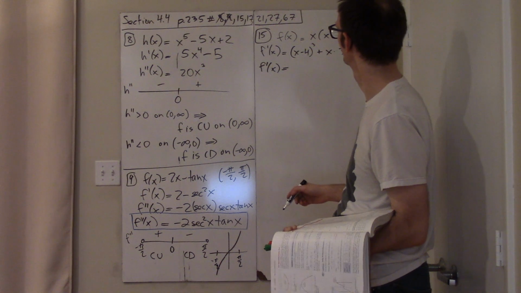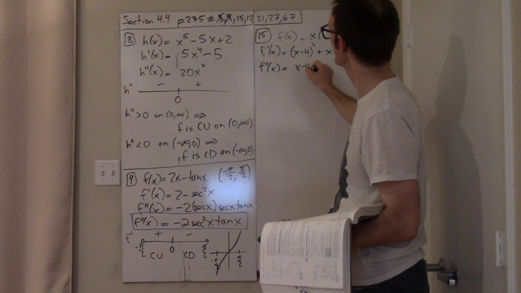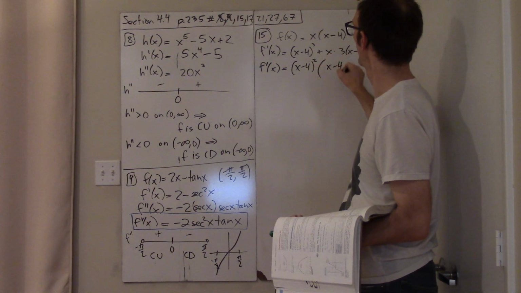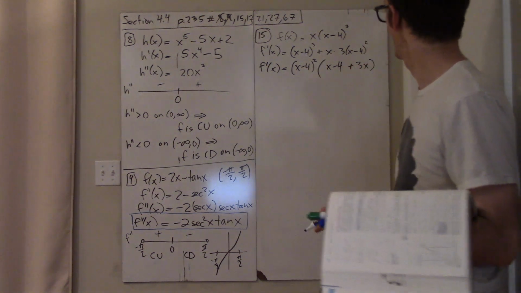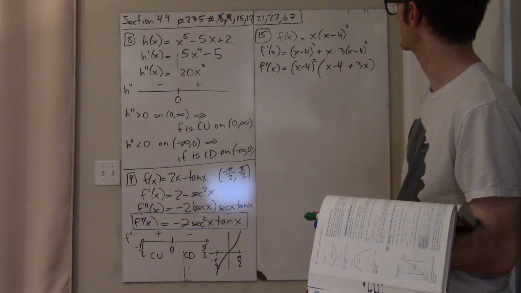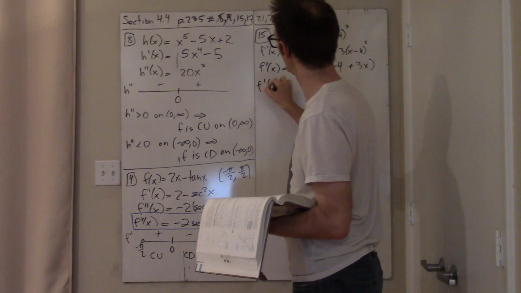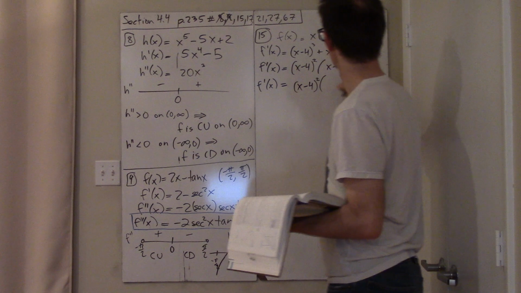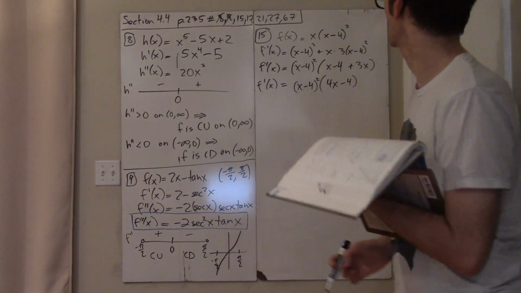Okay, if I simplify this, then I can take out an (x - 4)^2, and I'm left with x - 4 + 3x, if I did that right, and I did, so that's 4x - 4. So that means that the first derivative is (x - 4)^2 times (4x - 4). Okay, I guess I'll just leave it like that.